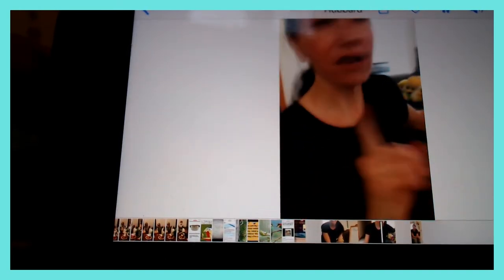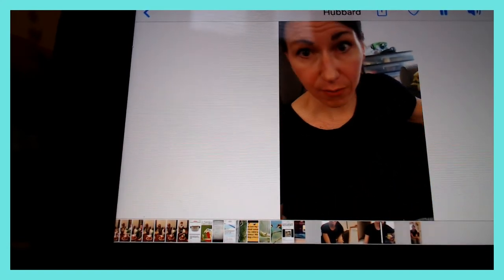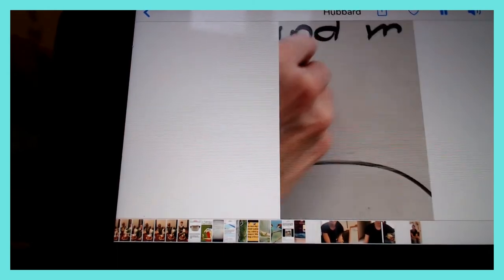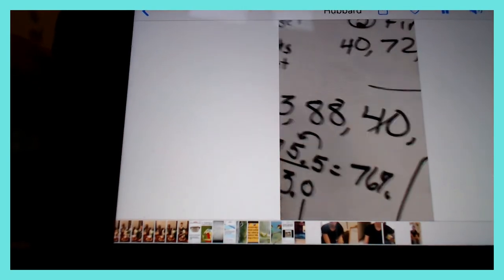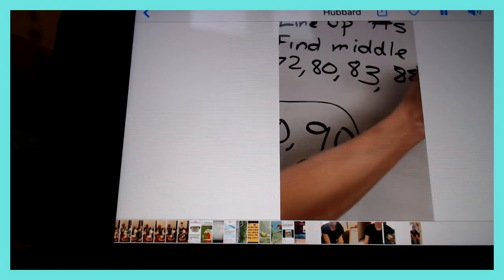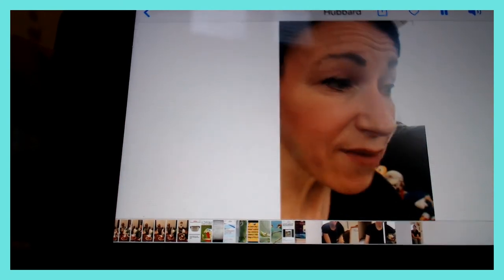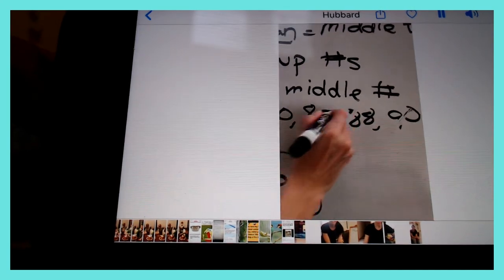Okay, so the median. First thing is we got to take Sonic's scores and line them up from least to greatest. So obviously, his lowest score was the 40, 72, 80, 83, 88, and 90. Okay, now that we have them in line, we find the one in the middle. Except with 6 numbers, there's not going to be one in the middle. There's going to be 2. So we cross out the ones that are on each side.